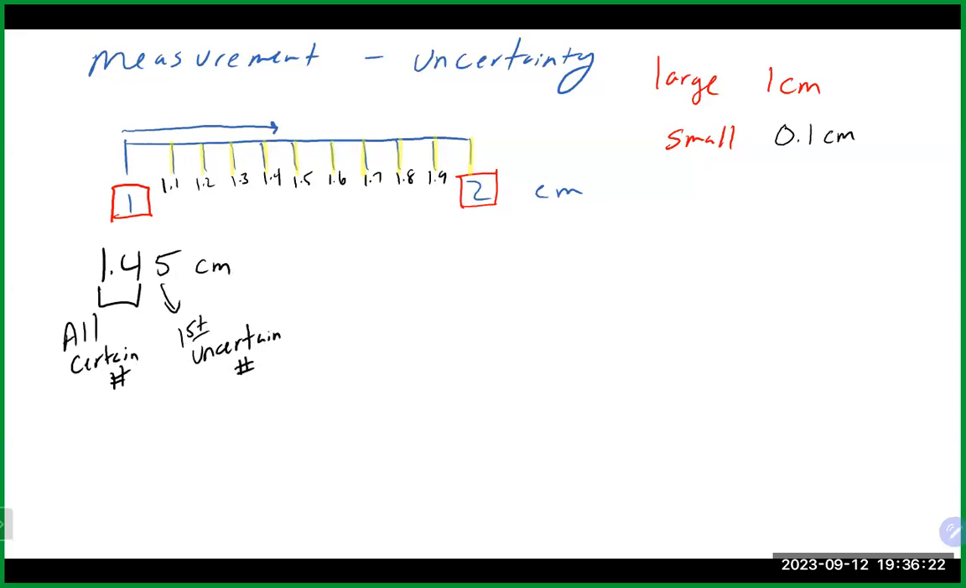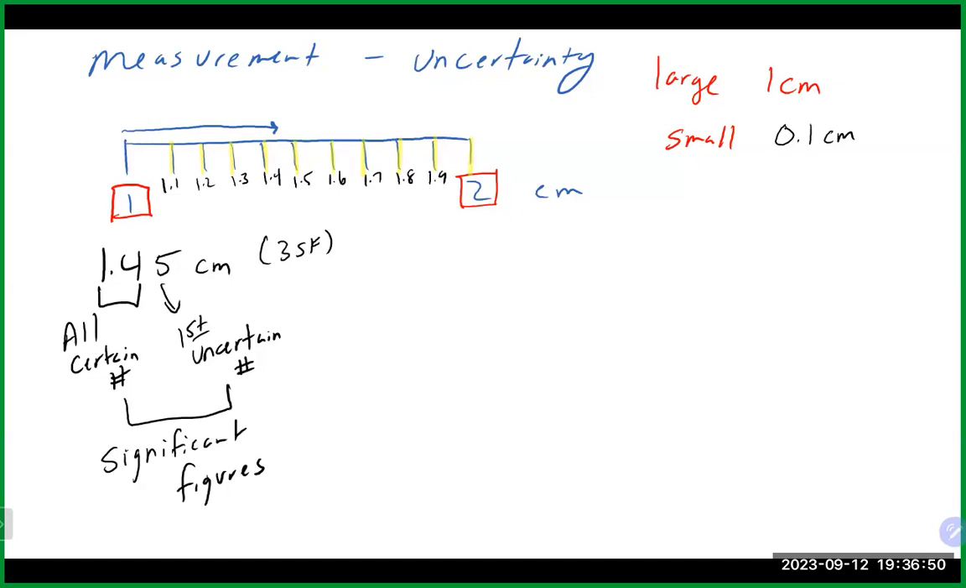And whenever you take a reading, you should always record all the certain numbers and that first uncertain number. And what those two things are together is significant figures. So that's really what significant figures are in a measurement: all the certain numbers plus the first uncertain number. That would mean that this measurement here would have 3 significant figures in this particular case, right?